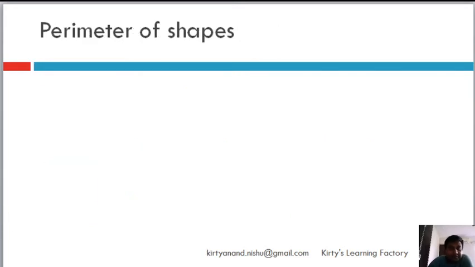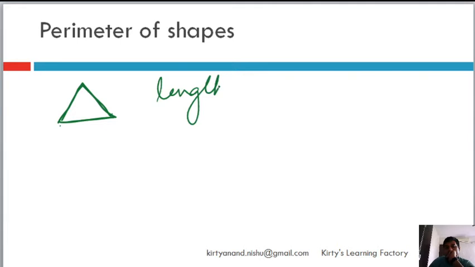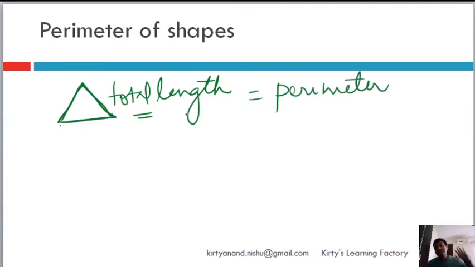Now perimeter. What is a perimeter? Let's start with a triangle. Perimeter is basically, if I start here, I walk along the outer line, then I walk along the next outer line, and I come back to the starting point. Whatever total length I cover is nothing but the perimeter. That's it. Very simple. And how do we find the total length? By adding the length of this side, and then this side, and then this side.